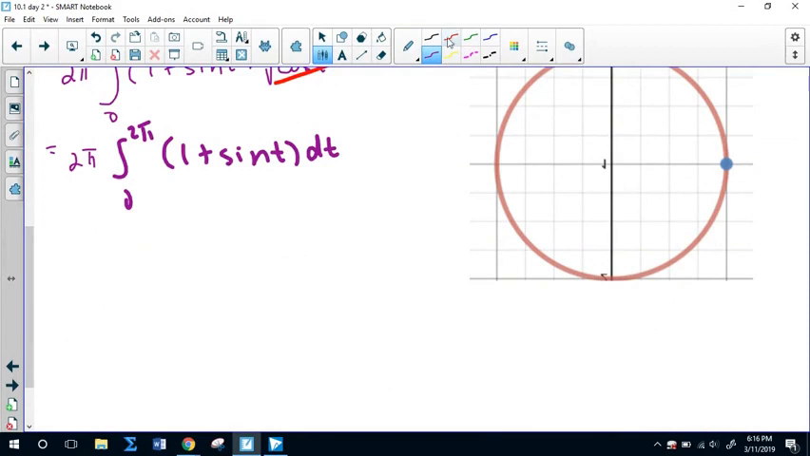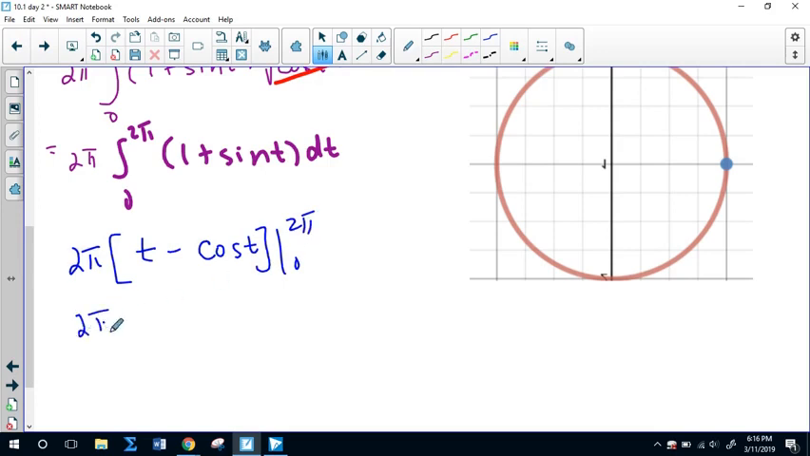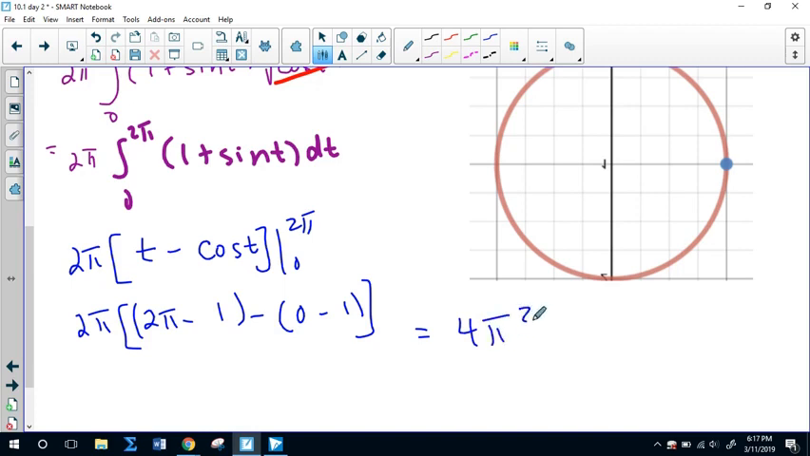Okay, so now, the antiderivative of this is going to be t minus cosine of t from 0 to 2 pi. So 2 pi times 2 pi minus cosine of 2 pi is 1, minus 0 minus cosine of 0 is 1. So the 1's will cancel out, and I'm left with 2 pi times 2 pi, which is 4 pi squared. Perfectly fine to leave it just like that.